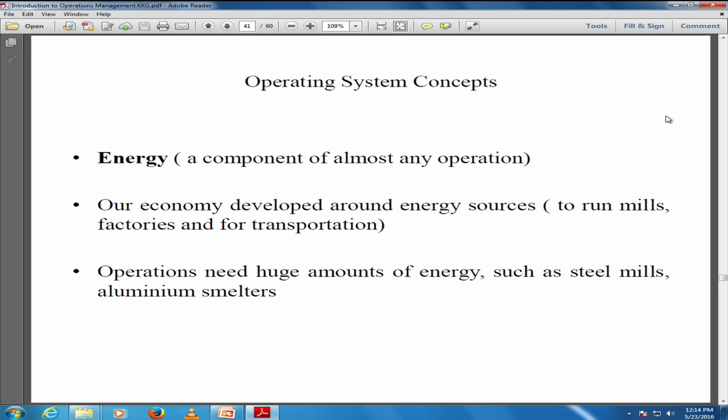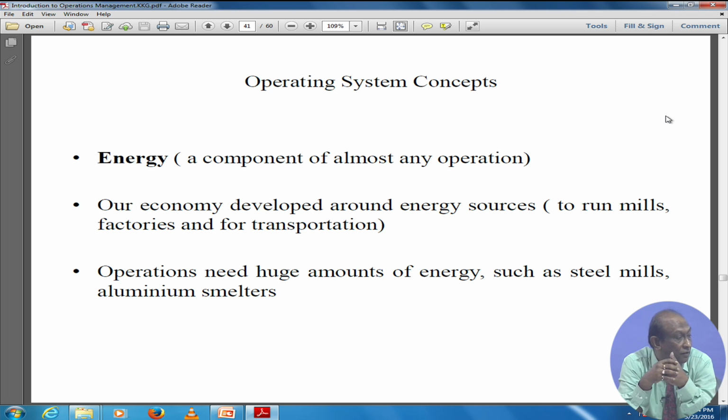Energy is another important component of almost any operation. Our economy developed around energy sources to run mills, factories and for transportation. So, many operations functions need huge amounts of energy, such as steel mills, aluminum smelters and all, and that should be uninterrupted. And here that reliability factor comes into the picture, because if it is interrupted, your production will go down, it will be hampered. So, everything will go for a toss.